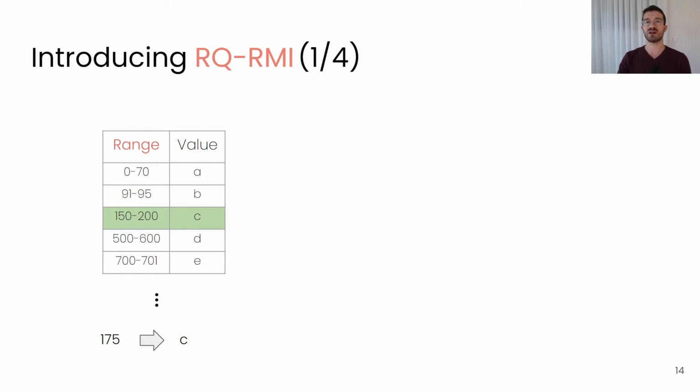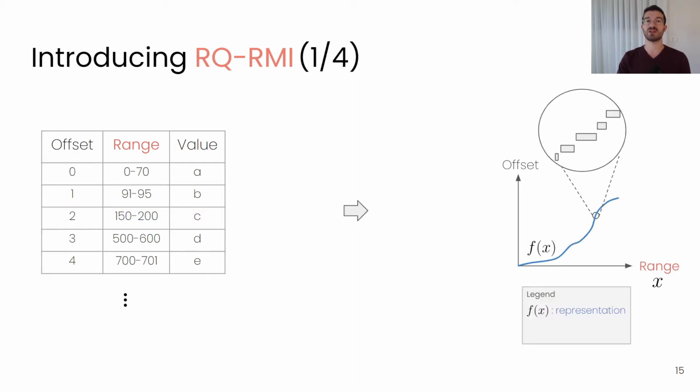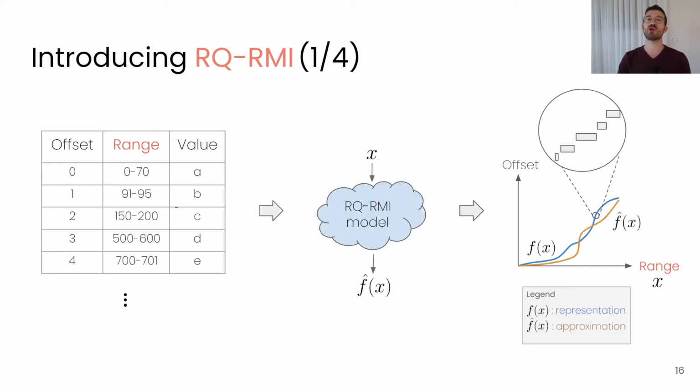Classification in the presence of wildcards is similar to range value lookups, in which we search for the range that contains an input. Here, for example, the input 175 is contained within the highlighted range of 150 to 200, which corresponds to the value C. By storing the ranges in a contiguous table, we can represent them and their offsets in the table as a function, then use a model to approximate that function. We do that using a data structure called Range Query Recursive Model Index, or RQRMI for short. RQRMI models support fast and efficient range value lookups.